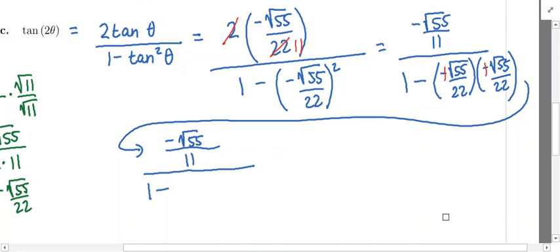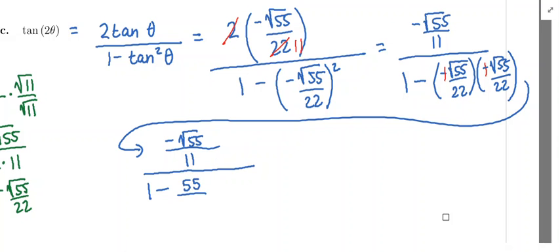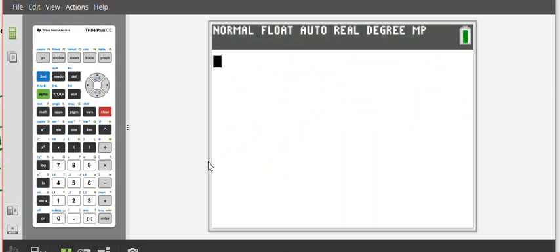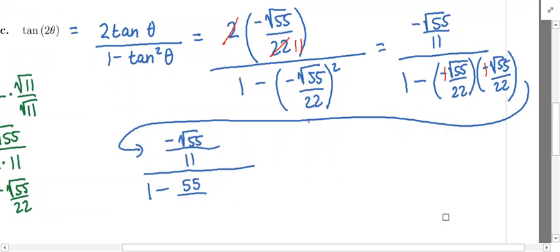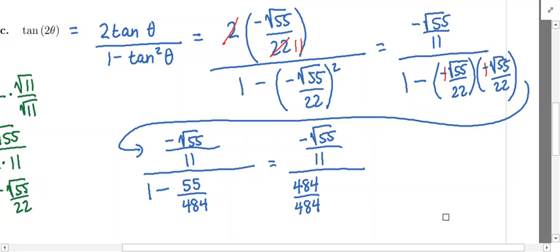So we need to multiply across the top. The square root of 55 times the square root of 55 is going to be 55. The bottom is going to be 22 times itself, which is 484. All right, so we keep going. Negative square root of 55 over 11. In the bottom, we need to get one fraction. 1 is 484 divided by itself. So we have 1 minus 55 over 484.